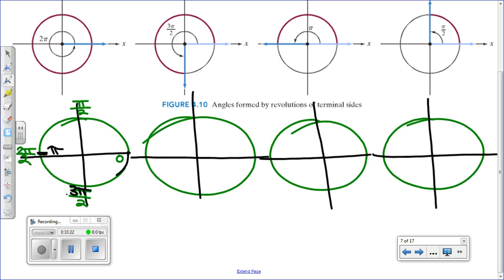Now the next one, I want you guys to cut each quadrant in half, like that.